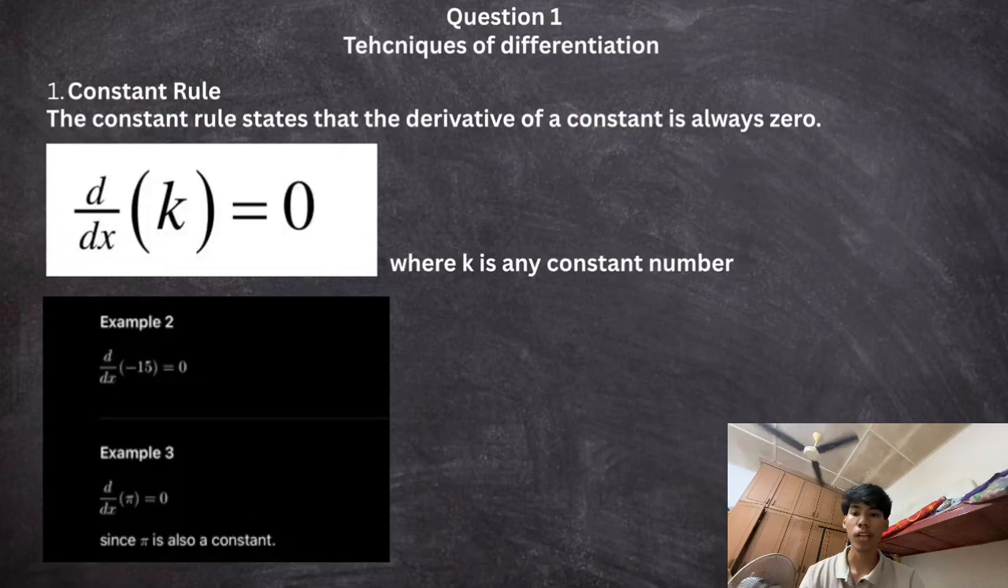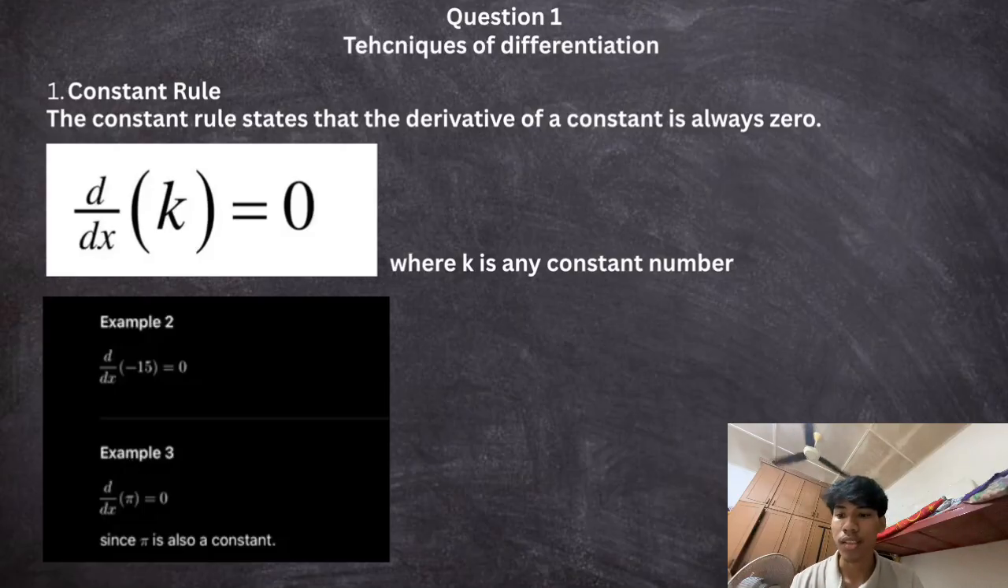After explaining the meaning of differentiation, let's get into the second one, techniques of differentiation. There are a lot of techniques of differentiation, so let's go through them one by one. The first one is the constant rule. The constant rule states that the derivative of a constant is always 0. Okay, let's look at the picture. d over dx of k equals 0, where k is any constant number.